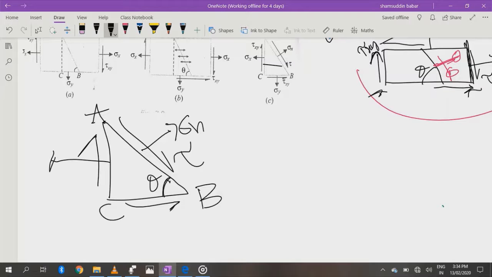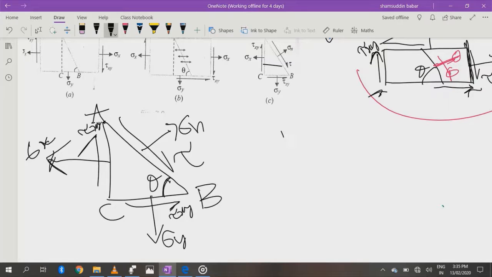and direct stress, a tensile stress, stress y, stress x, and shear stresses xy, shear stress xy. Okay, now I'm breaking all of these into forces.